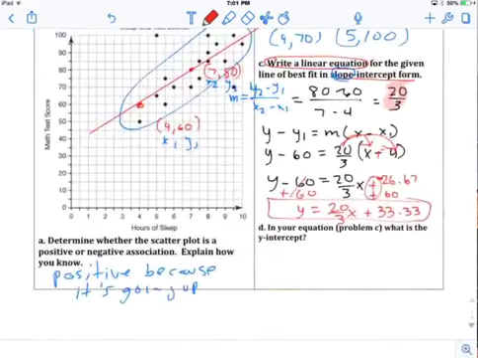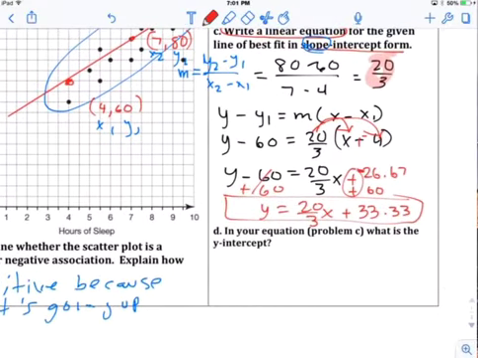In your equation, problem C, what is the y-intercept? This is the slope right here, guys. That's not the y-intercept. The y-intercept is this one here.